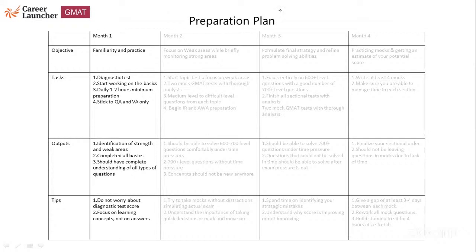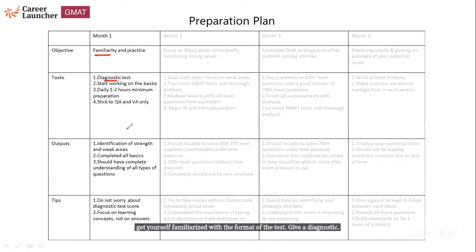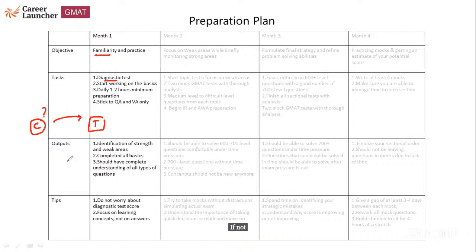Broad preparation plan, how you should start with your preparation. Get yourself familiarized with the format of the test. Give a diagnostic. Why? Because you know the target score, that is 645, 705, 715. But what is the current level? If not known, the gap cannot be understood, right?